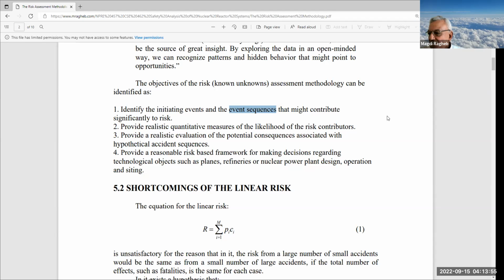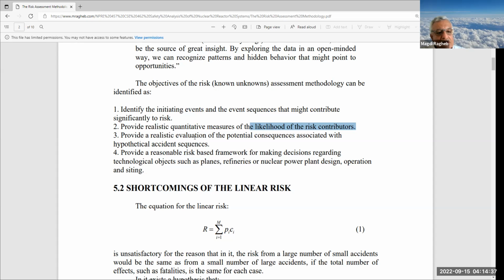So accidents in general have an initiating event followed by a sequence of other events. And we suggested that, say, for the space shuttle, it could be an equipment failure, or it could be a human error. So we need to cover all these sequences in general. Once you identify the initiating event and the event sequence, you try to provide realistic quantitative measures of the likelihood of the risk contributors. How often do you think they happen? For instance, the earthquake, how often does it happen? You go to the historical data and you discover, say, that an earthquake on the Richter scale of 9 or 8 happened in the last 100 years. So this is the likelihood of the risk contributors in that case.